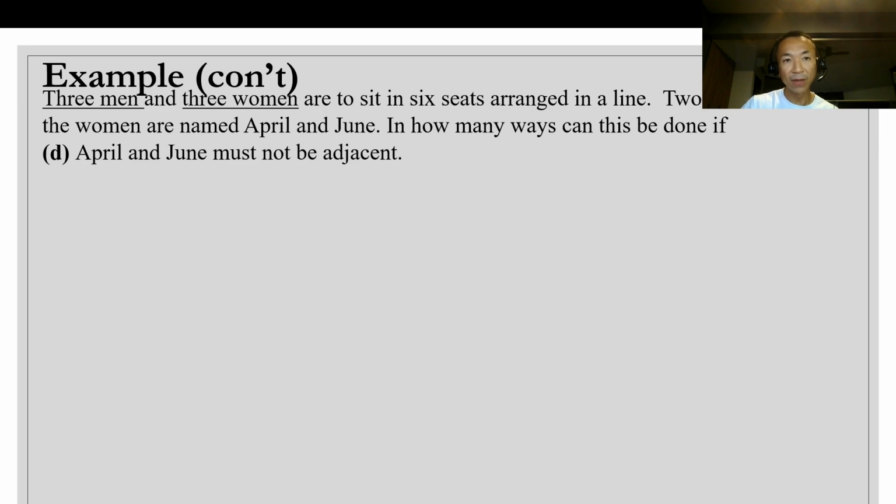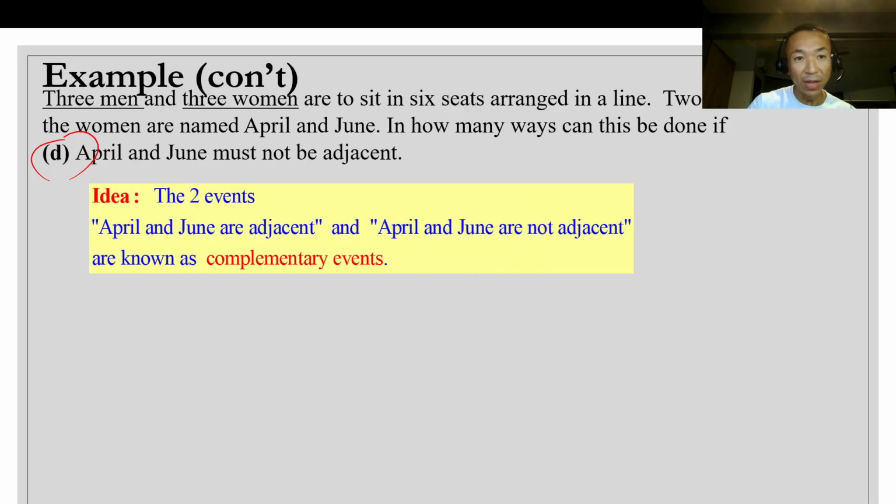Final one, final part D. April and June must not be adjacent to each other. That means they are not together basically. So part C is the number of ways that April and June are together, next to each other. You must think of it as they are adjacent and they are not adjacent. These 2 events are known as complementary events. Complementary means it is either this or the other. There are no in-betweens, and the number of ways of these two added together must be the total number of ways.